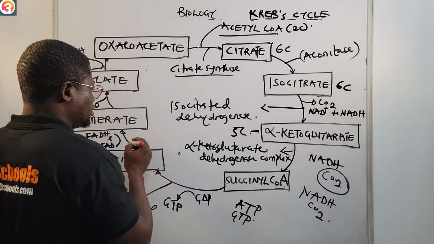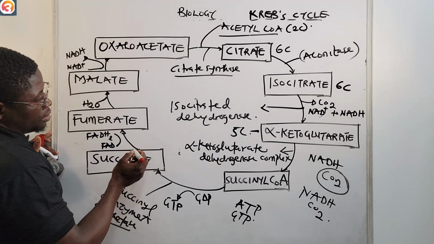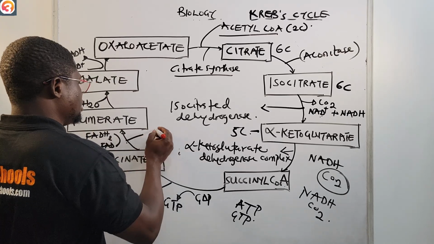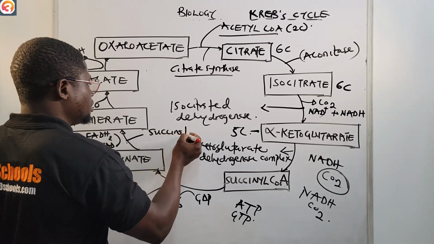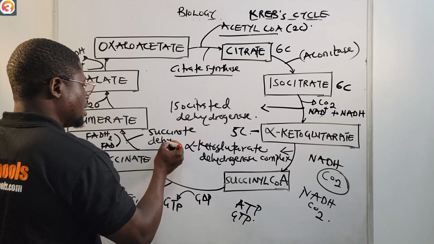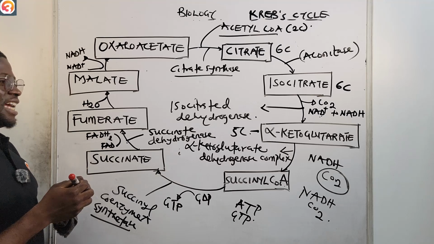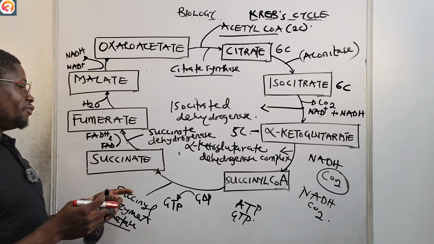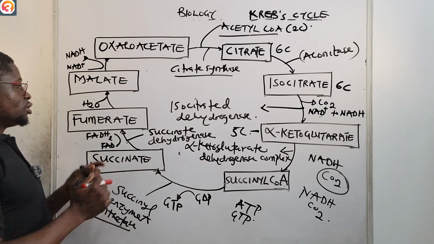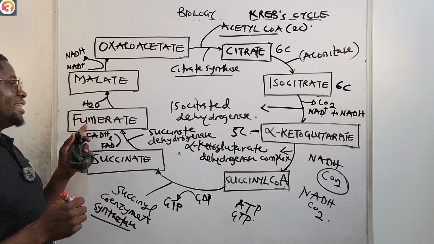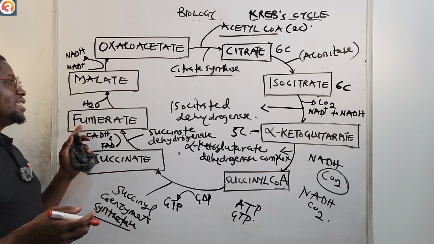This one is succinate dehydrogenase. So that is the enzyme responsible for the oxidation of succinate to fumarate. So from fumarate, it goes to malate. It's being converted to malate. From fumarate, it's being converted to what?